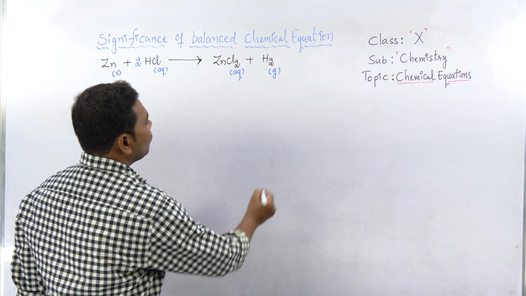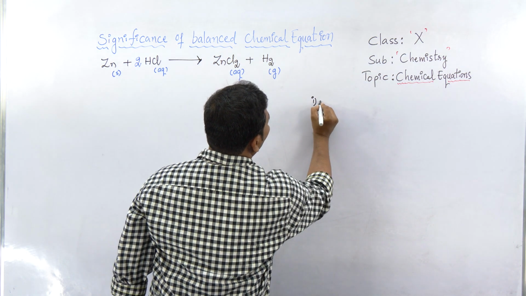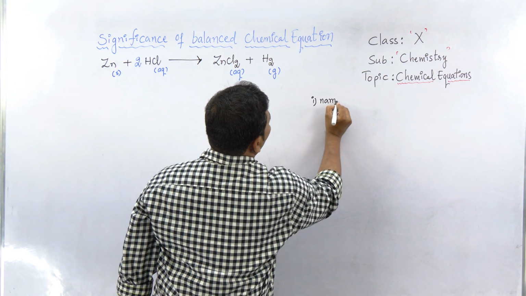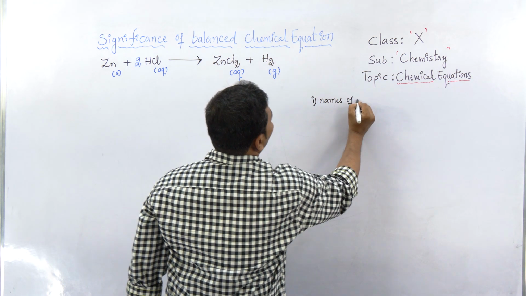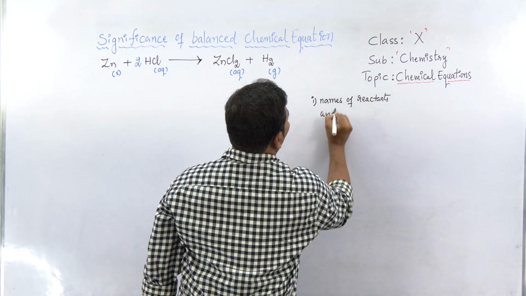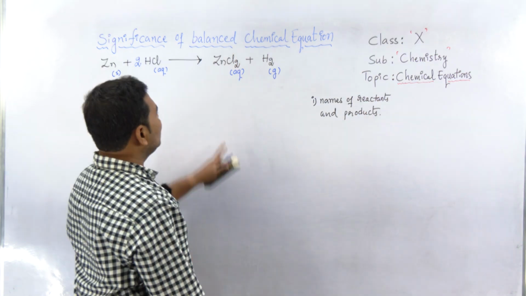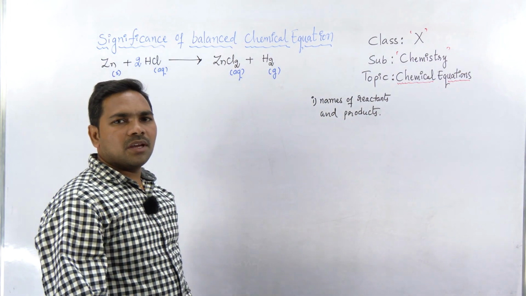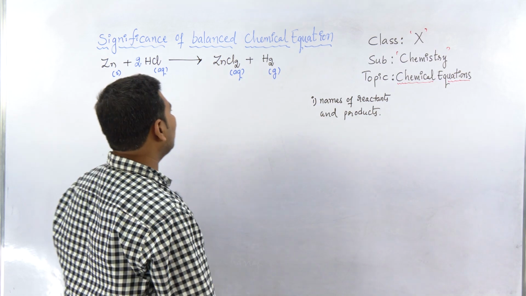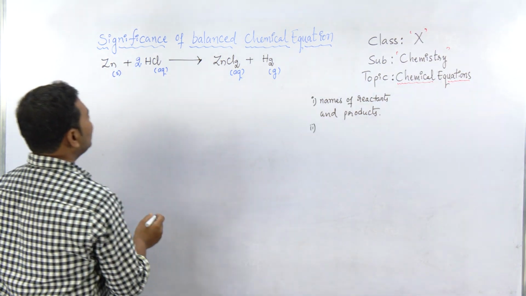So first thing, what is it? First we understand, let me write here, we understand names of reactants and products. Names of reactants and products are understood from the chemical equation, from a balanced chemical equation. Second, what else do we understand?